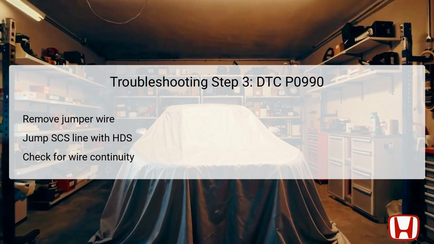Allow it to run for more than a minute to clear any temporary issues. Following this, disconnect the PCM connector B, 51P. This connector interfaces with the powertrain control module, which manages many transmission functions. With the connection removed, check for continuity between the designated test points.